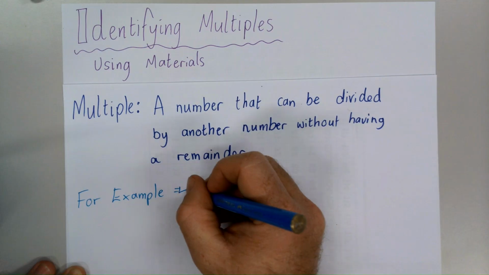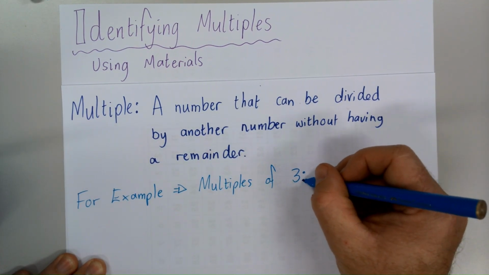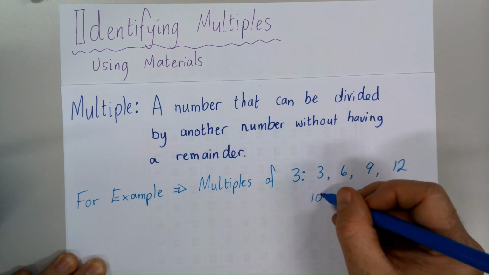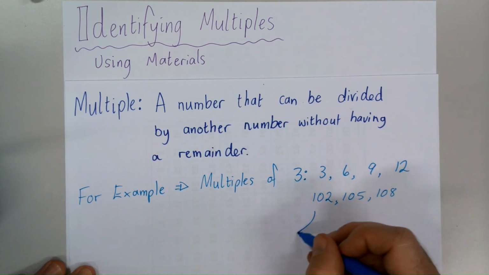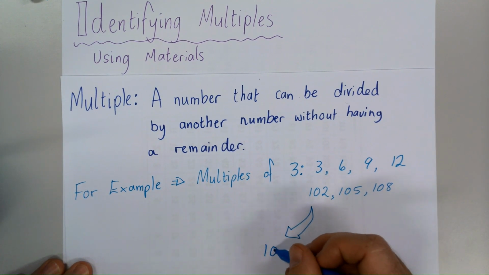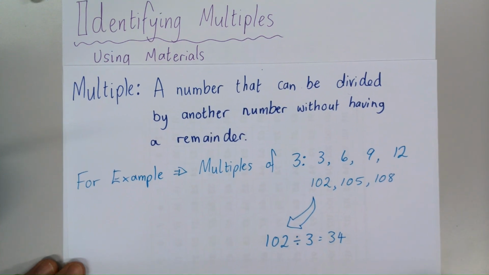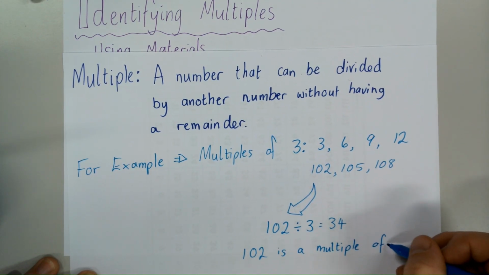For example, multiples of 3, such as 3, 6, 9, 12, or even 102, 105, 108, all of these numbers can be divided by 3 so we call them the multiples of 3. For example, we can see here 102 divided by 3 equals 34. So 102 is a multiple of 3.